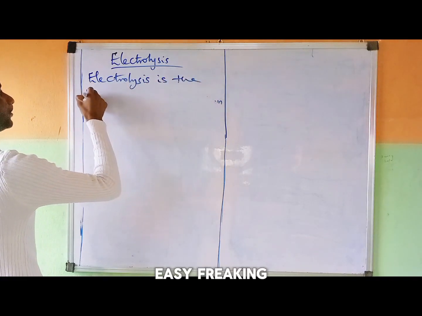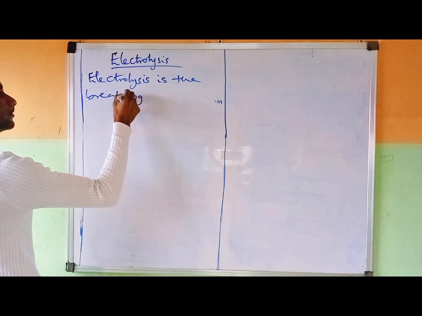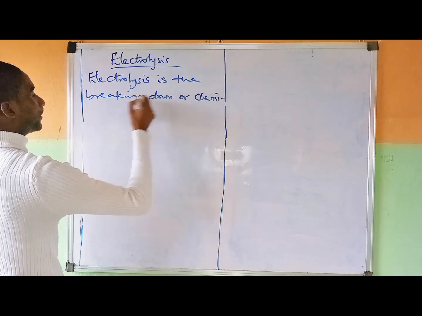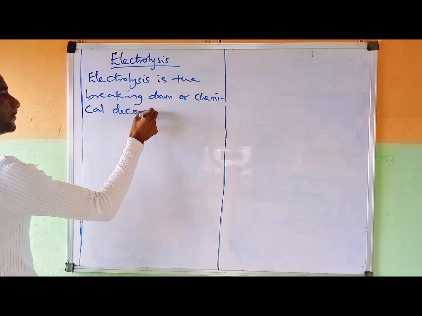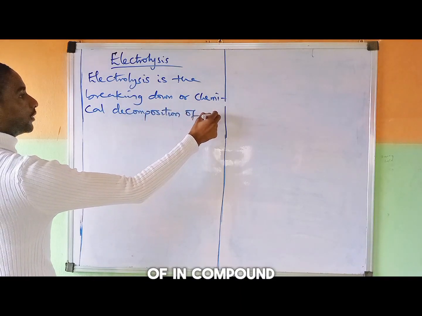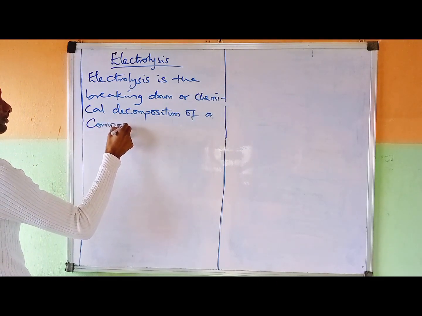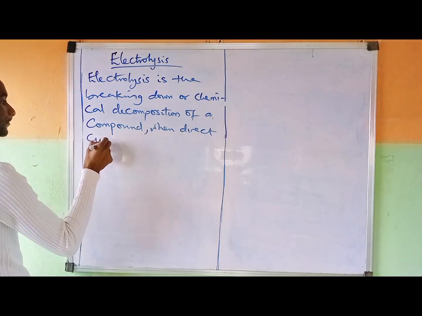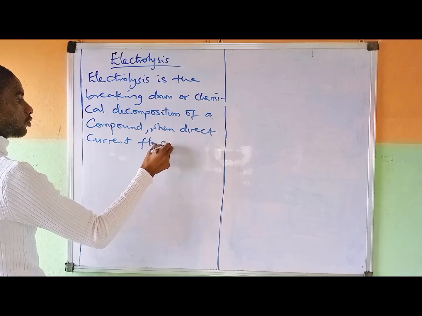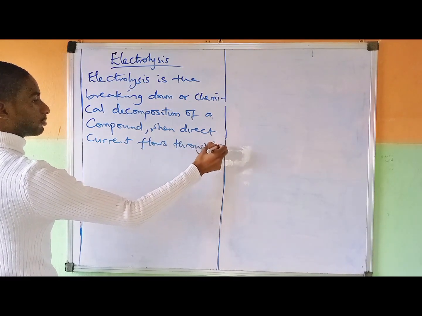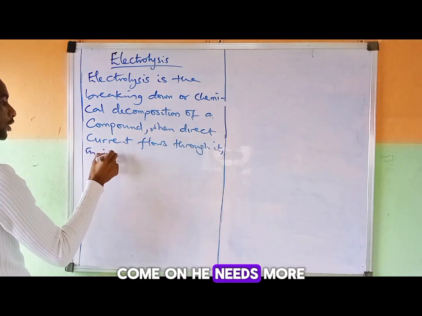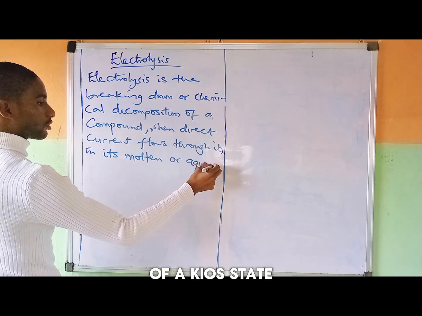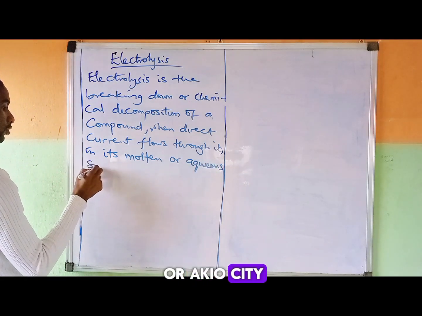the breaking or chemical decomposition of a compound when direct current flows through it, in its molten or aqueous state or aqueous solution.